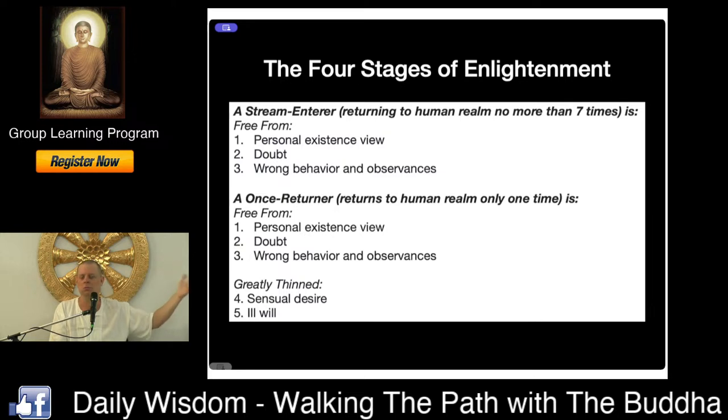If you're continuing to practice, you could then get to this second stage, which we call once returner. From here, you've already eliminated the first three fetters, but you've thinned out number four and five. You've thinned out sensual desire and ill will. So if you're noticing that you're less interested in sex, this is a decreasing of sensual desire. Depending on your age, you might notice that your sensual desire has decreased, right? This is normal. Some people think there's something wrong with them if their sensual desire is decreasing or if they're less interested in sex. There's nothing wrong.